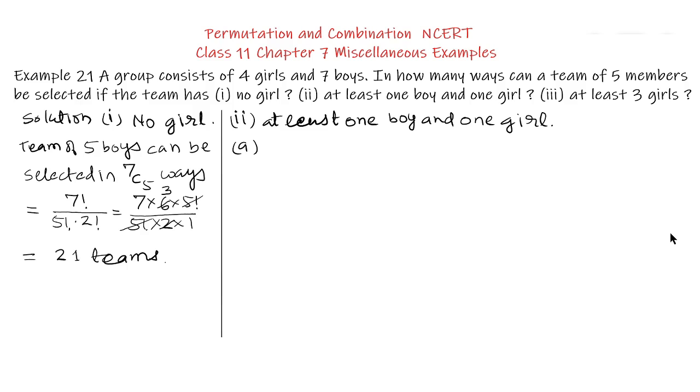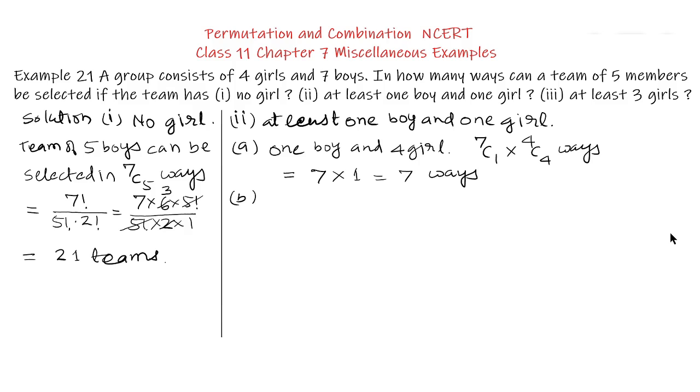So we start with it. Part A, 1 boy and 4 girls. This can be done in: 1 boy can be selected out of 7 boys in 7C1 ways, and this is to be multiplied by 4 girls to be selected from 4 girls in 4C4 ways. This is equal to 7C1 is equal to 7, and 4C4 equal to 1. This is equal to 7 ways.